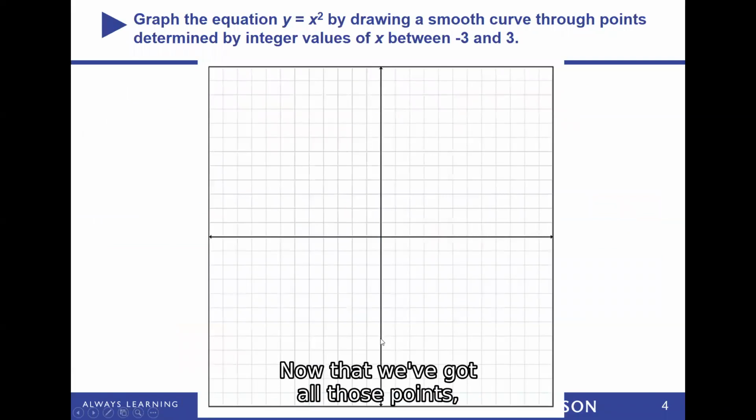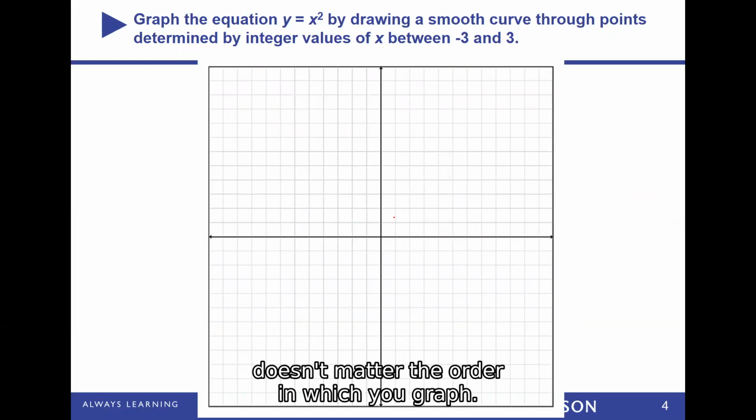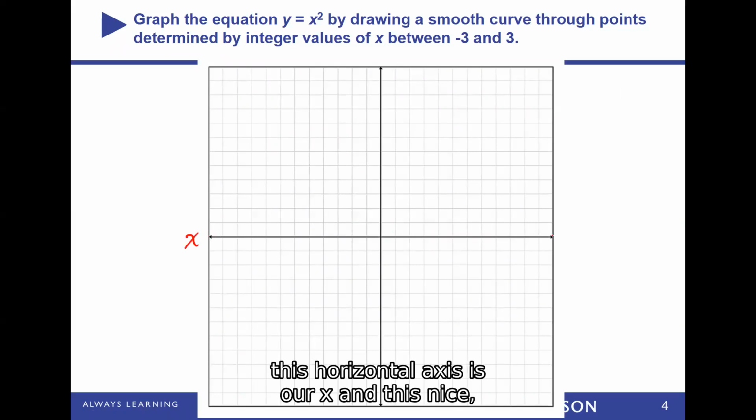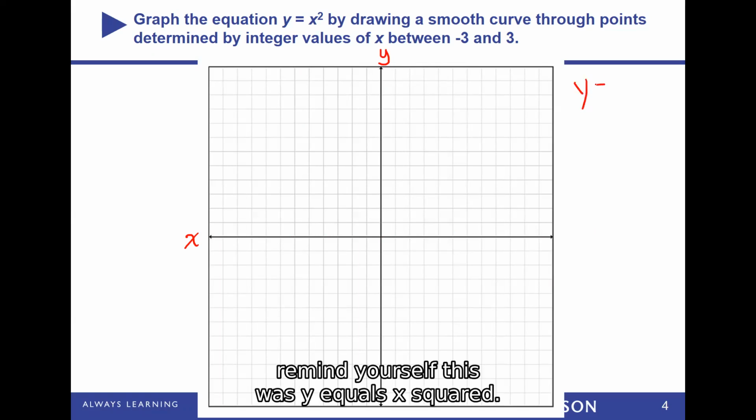Now that we've got all those points, let's actually graph them. As you graph them, does it matter the order in which you graph? No, not really. But what we do need to know is that this horizontal axis is our x, and this vertical axis is our y. Again, remind yourself this was y equals x squared, so we're plotting those points.